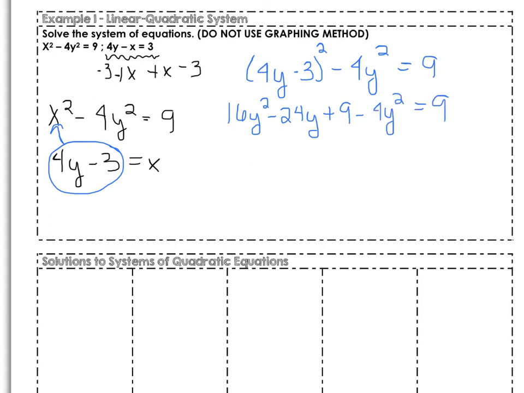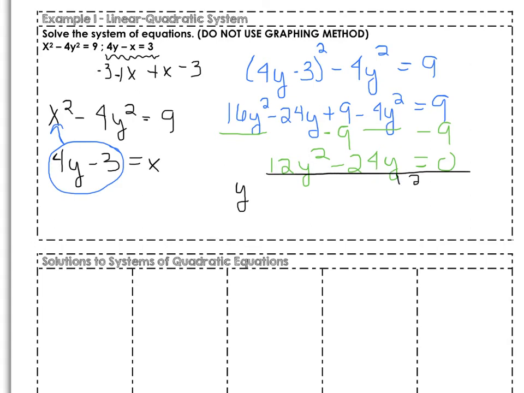And we still have a minus 4y squared. Now we're going to combine like terms. We're going to subtract this 9 over here, getting me a 0. We have a 16y squared and a negative 4y squared, so that's going to be 12y squared minus 24y equals 0, okay? Now, if I were to divide everything by y, I would lose my solution. So I actually need to factor out the y from both terms here. But the other thing I can do is divide everything by 12 so that this becomes just y squared and this becomes just a minus 2y.